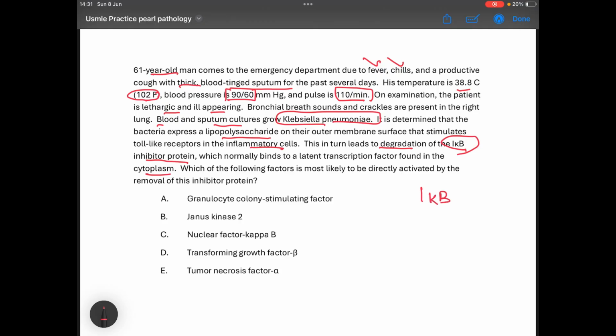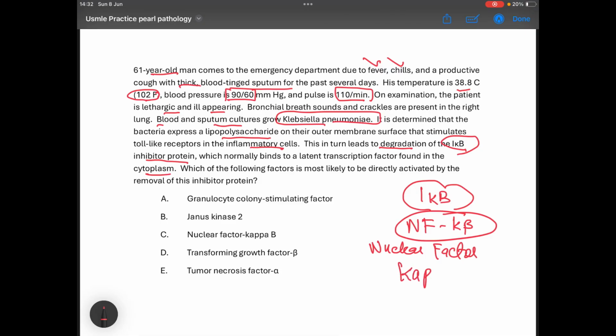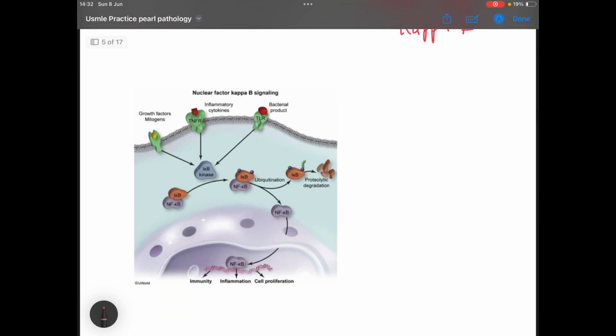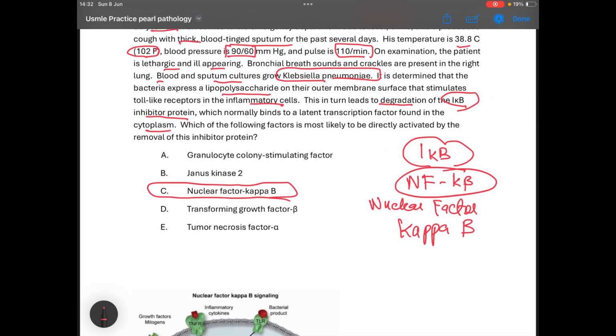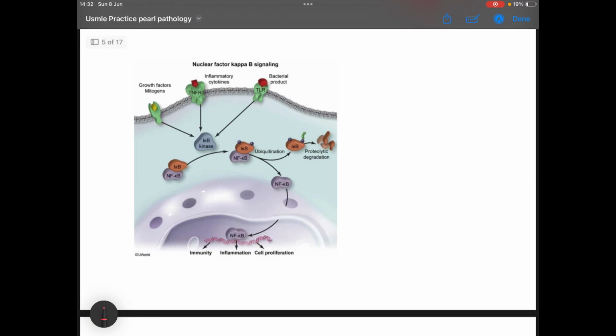IKB is attached to one factor, that is NF-kB, which stands for nuclear factor kappa B. Understand? Moving forward, I want to describe it a bit more, though the answer is already clear. It's nuclear factor kappa B, because they give the hint of the IKB inhibitor protein. So let me tell you the mechanism.